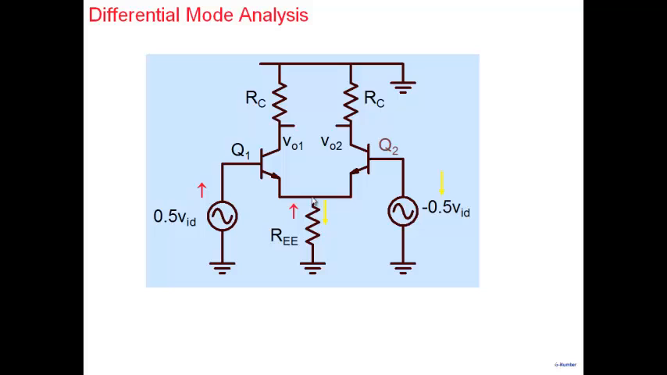So that's one of the key points in the analysis, in the differential mode analysis. Because of the symmetry here, you apply positive here and you apply negative here. This point becomes ground. 0 volt here. Now, what kind of a 0 volt? Note that we are doing a small signal analysis. So it's not really your real ground. It's a small signal ground. Okay? It's a small signal ground.